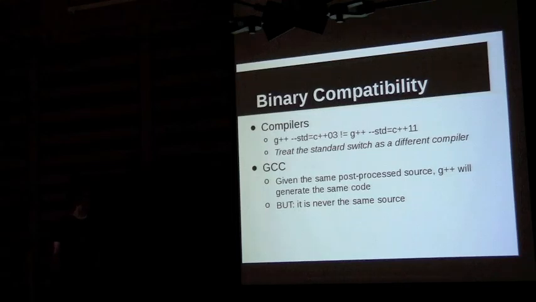So just a note about GCC, if you give G++ the same post-process source, I've never seen it not generate the same code. I don't think there's any guarantee that it does, but it will always generate the same code, at least in my observation. The caveat is, it's never the same post-process source.